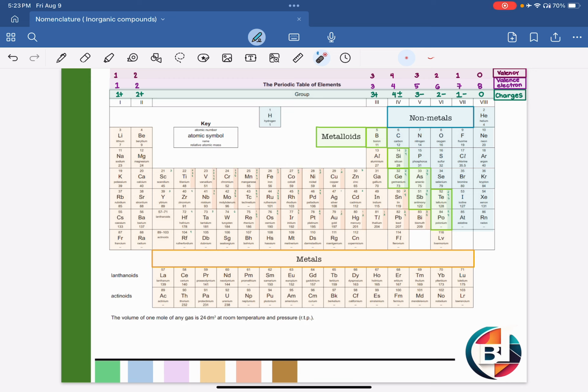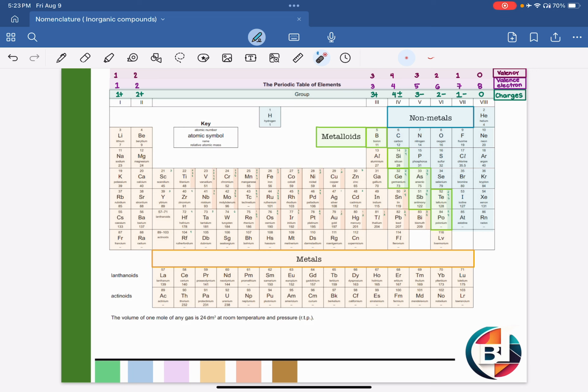metal can lose. For example, group 1 metal can lose 1, group 2 can lose 2, and group 3 metals can lose 3. For nonmetals, valency is defined to be the number of electrons needed to gain to achieve a full outer shell in accordance with the octet rule. Octet rule says that for an element to be stable, they should need to have 8 electrons.